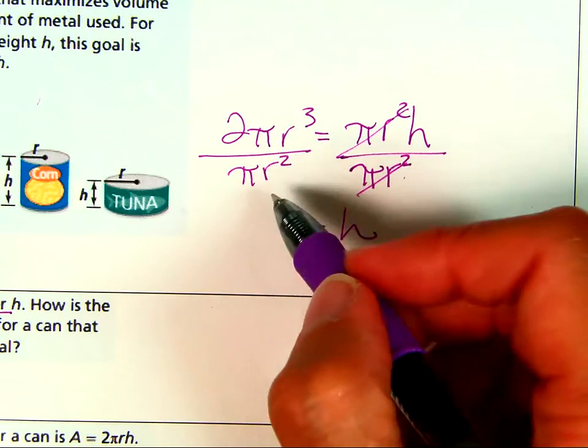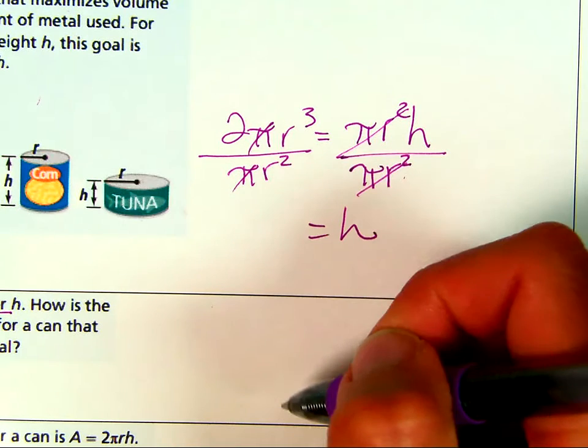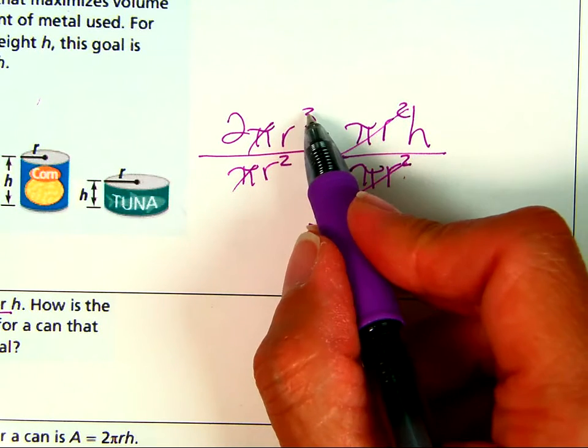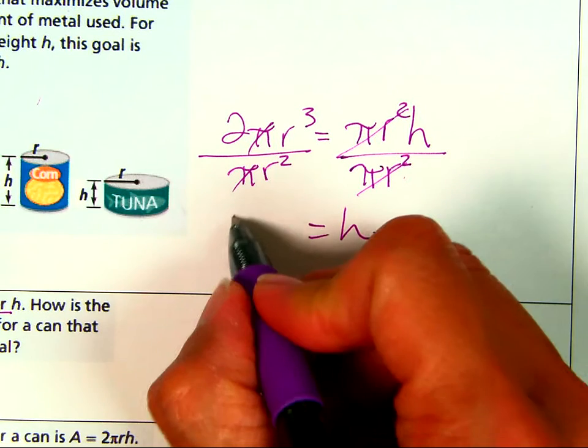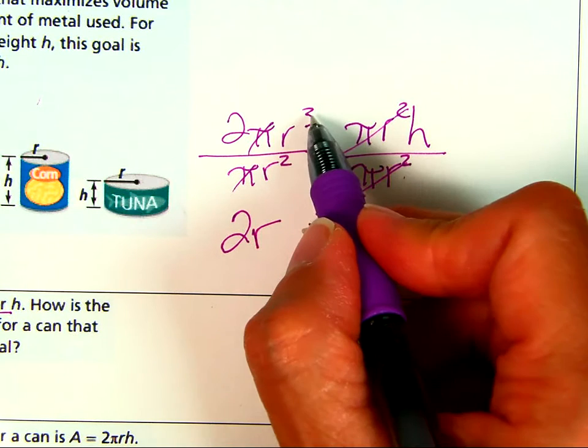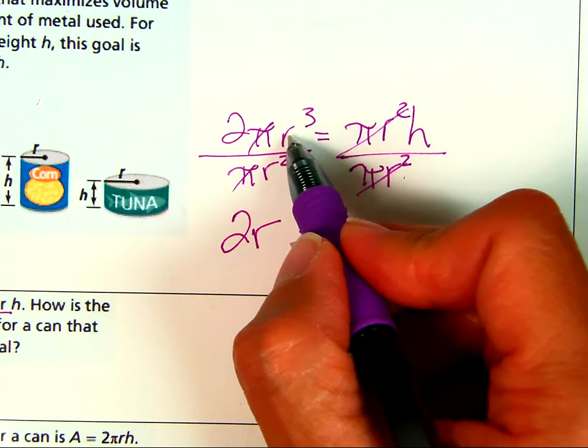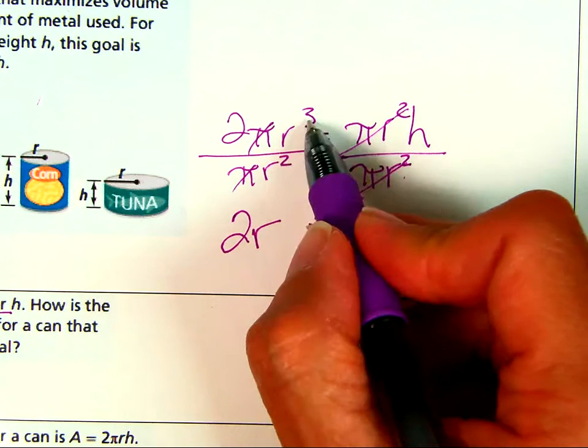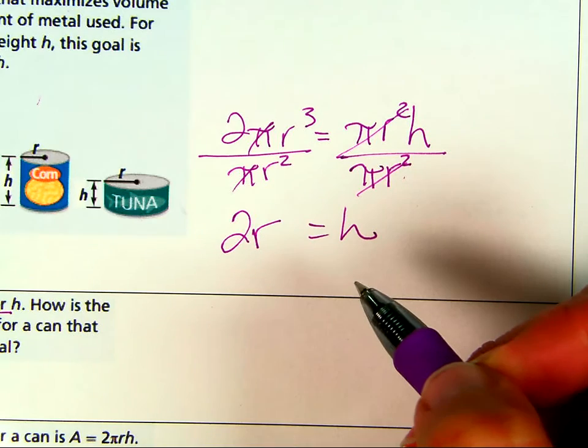Here we can do some reducing though. Pi divided by pi is 1. R squared goes into r cubed r times. Now, if you had forgotten the exponent rule, when you're dividing, if the base is the same, subtract the exponents. 3 minus 2 is 1, so our new exponent would be 1.